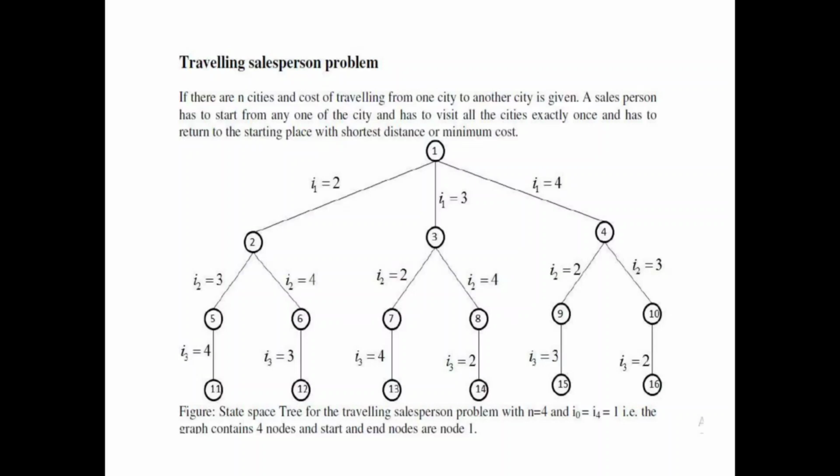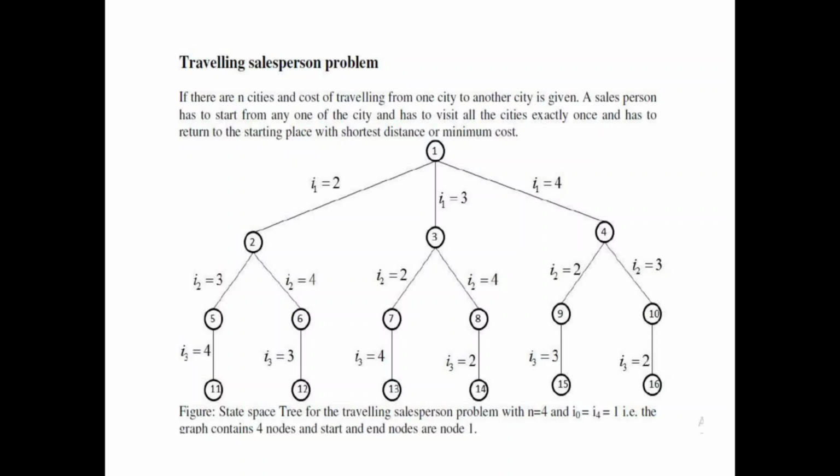Here you can see that in each and every path we will have 4 nodes. 1 2 5 11 is one, the next is 1 2 6 12, then 1 3 7 13, then 1 3 8 14, then 1 4 9 15, then 1 4 10 16. That is, we will have 4 nodes in each path of the state space tree.